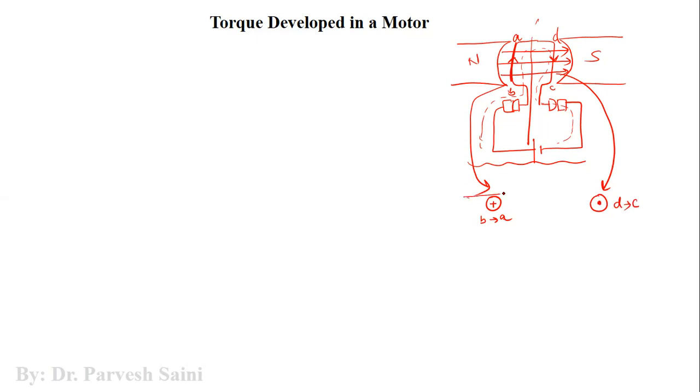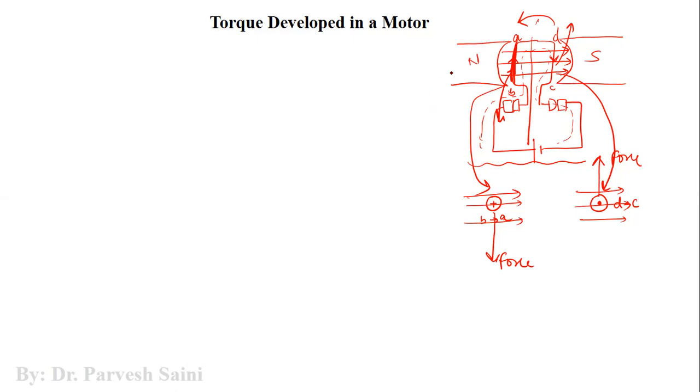The magnetic field is this one in both the cases. So that means this particular conductor will experience the force downward, and this will experience the force upward. So this part AB will go downward, and this will move upward, and its rotation will be anti-clockwise. This is how it would be rotating.